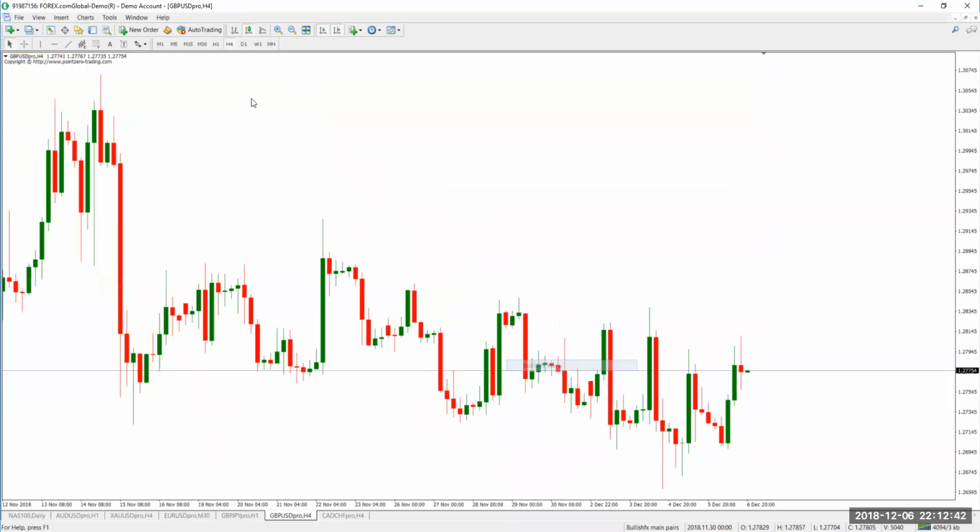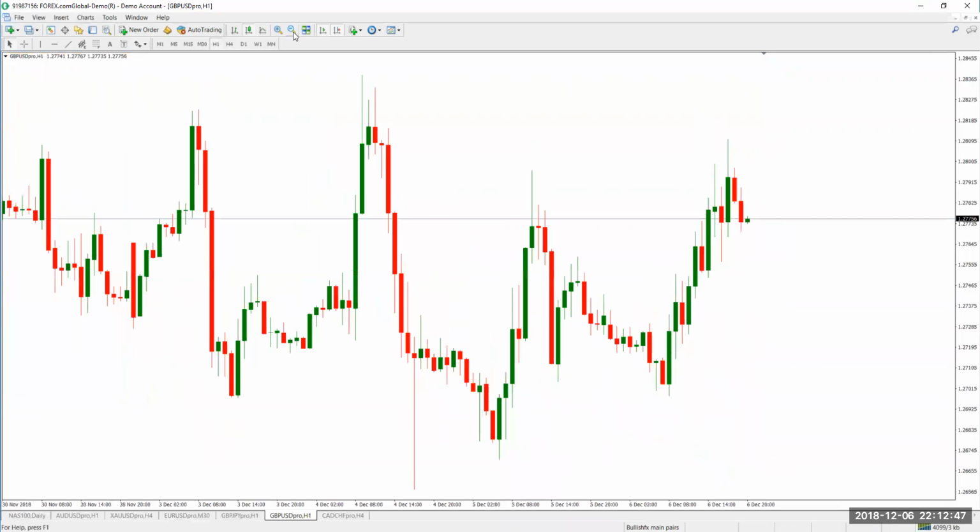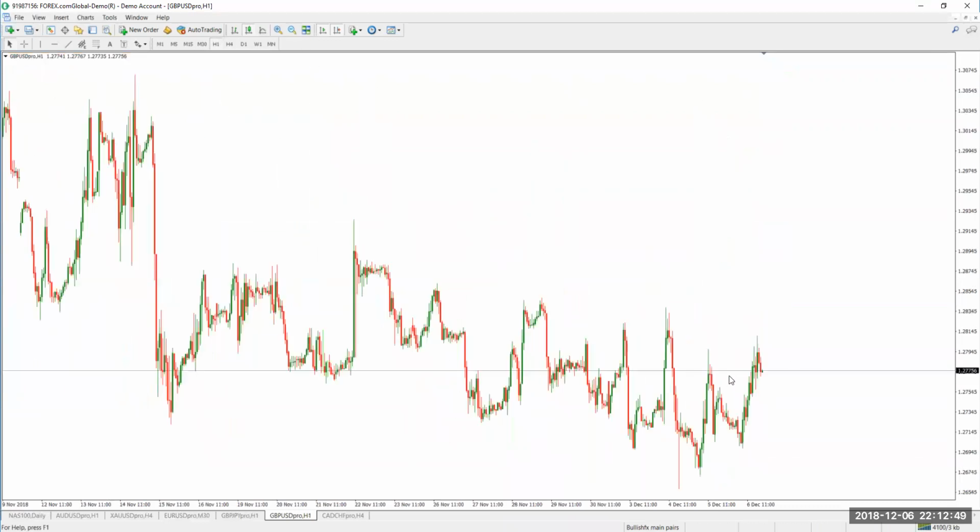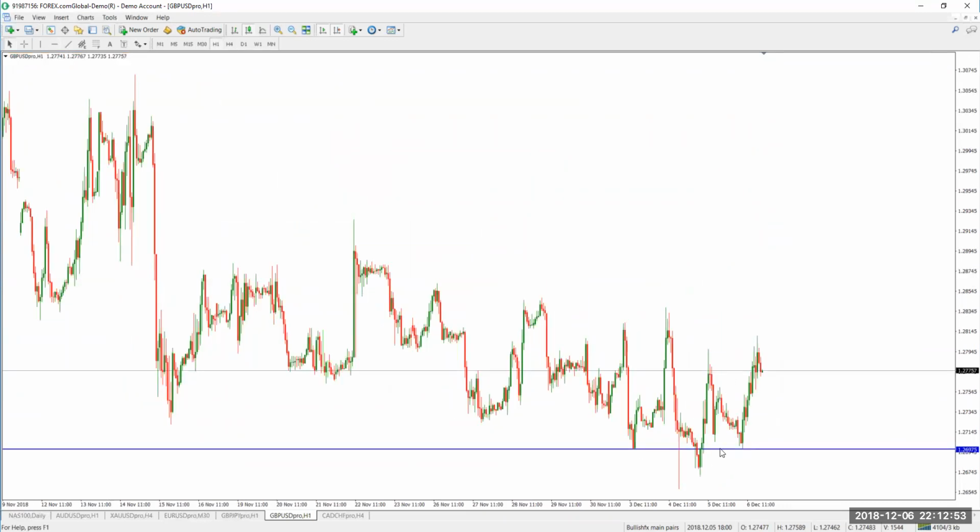No. You see, this is a cable on H4. Let me go down to H1, then zoom out. Can you see the same trades are happening on Euro USD? Obviously, right now, I just went in randomly without defining prices.